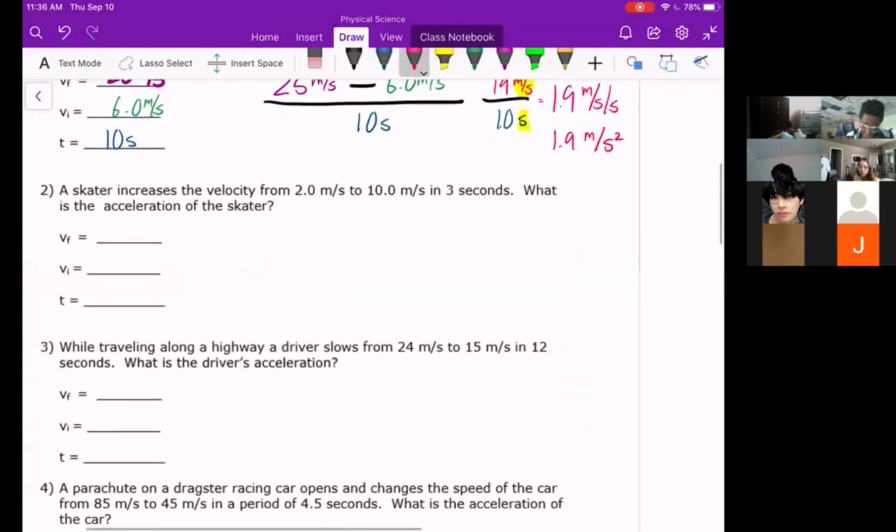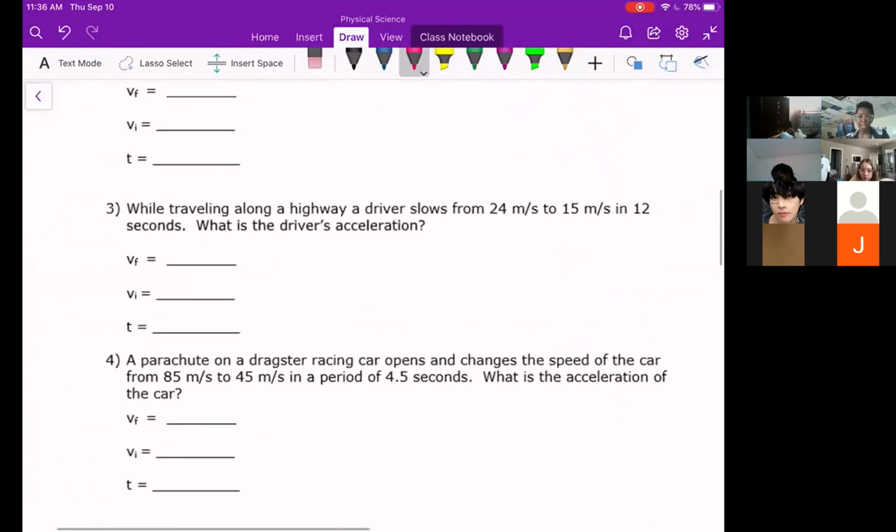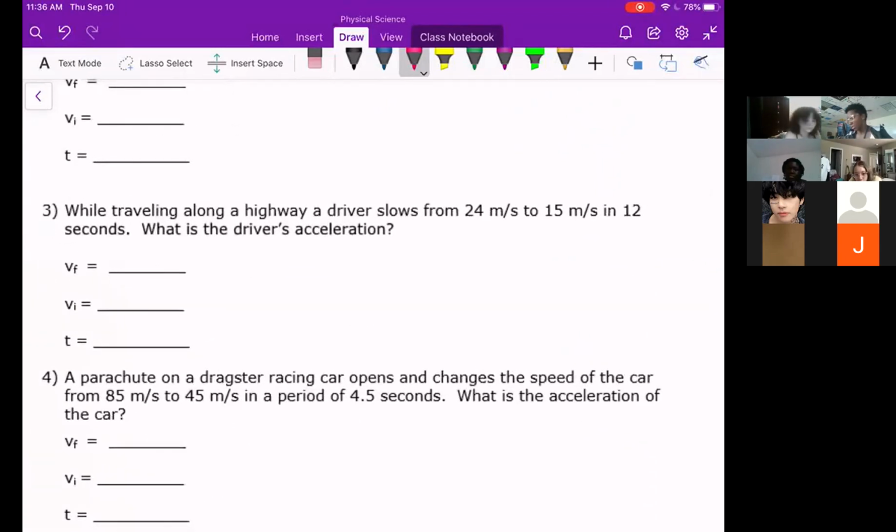All right, let's skip down to number 3. I'm calling on people. So everybody read the question and I'm calling on people. I think that's how I'm going to start taking attendance from now on. That's what we're doing, Kim. All right, everybody's reading through number 3, figuring out what you're putting for VF, VI, and T. See if you can figure out what to put where first.